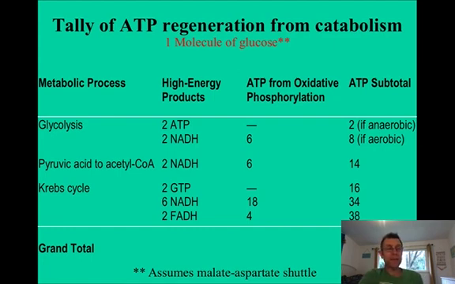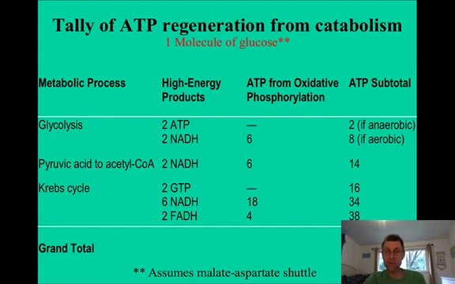So if we were to tally the ATP generated from the catabolism of a molecule of glucose, the total would be 38. Usually I would spend some time talking about each one of these, but just freeze the screen and look at these numbers. Glycolysis, and so we have the high energy products formed in each of the stages. We have the ATP from oxidative phosphorylation, so what we're getting from the NADH and the FADH, and then we have the subtotal of ATP. Put them all together, the numbers add up.